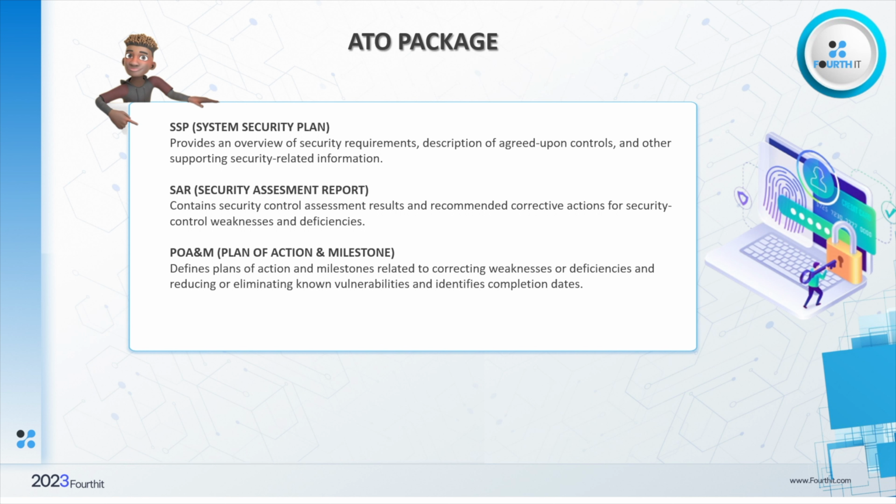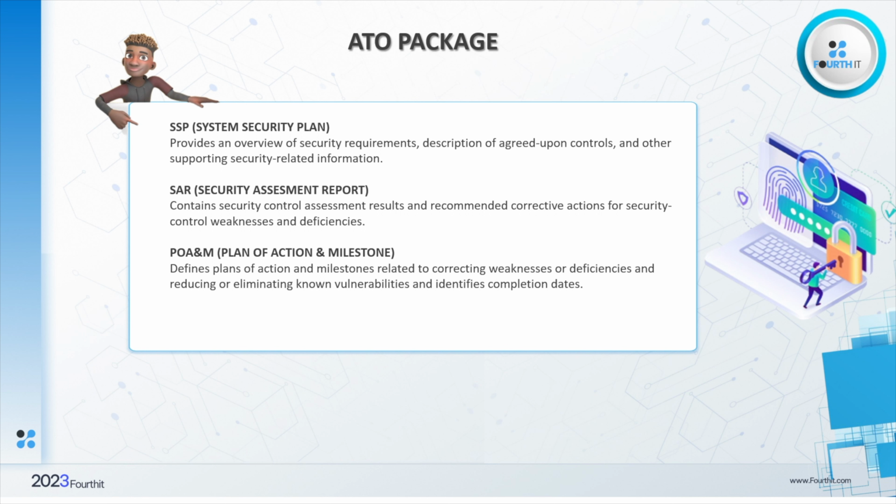Your security assessment report contains the assessment that the assessor came to do and the corrective action plan for the weaknesses that are actually labeled. Then the POAM will define the plan of action that you have in place to remediate all the weaknesses that the assessor found, which also serves to reduce and eliminate the vulnerabilities within the environment.